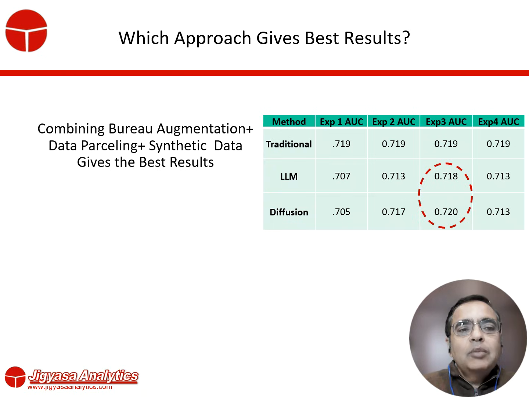So experiment 3 is when we combine the bureau augmentation, the data parceling, and then we add to it synthetic data generated using the AI process, whether it be large language model or diffusion model. So we are not taking anything out. This is the process where we are adding more to the sample. Why does this do the best?